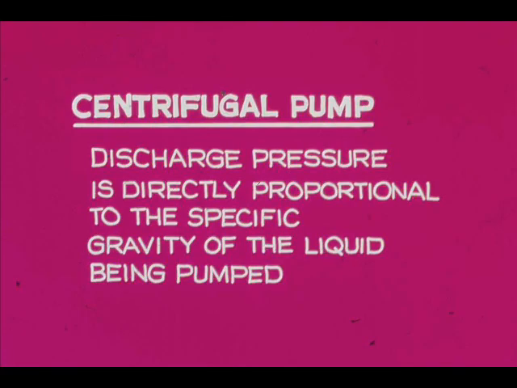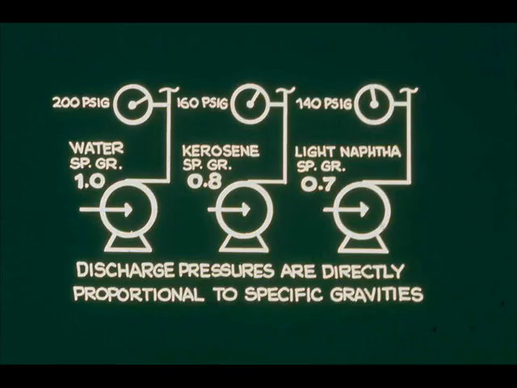To repeat, the discharge pressure of a centrifugal pump is directly proportional to the specific gravity of the liquid being pumped. When the discharge pressure for water, specific gravity 1.0, is 200 psig, for kerosene, specific gravity 0.8, it is 160 psig, and for light naphtha, specific gravity 0.7, it is 140 psig.